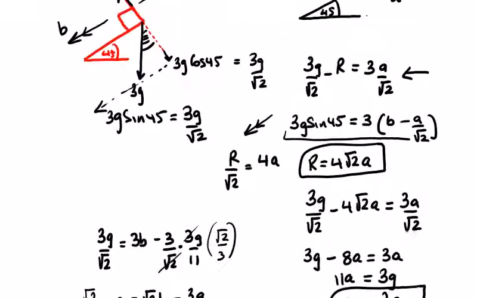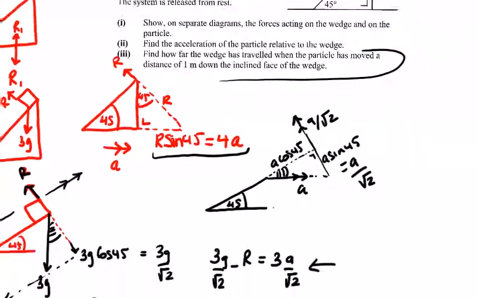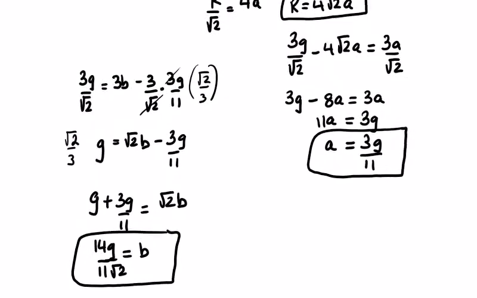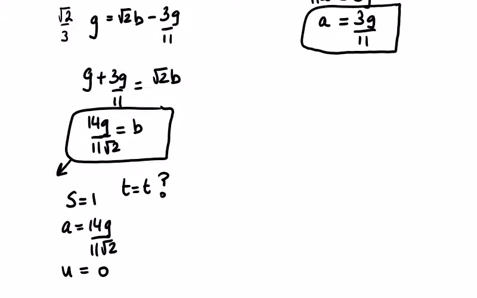So second part of this question, let's find how far the wedge has traveled when the particle has moved a distance of 1 meter down the inclined wedge. So we need to know the time it takes, the wedge which has this acceleration of b down the plane, b is equal to 14g over 11 root 2. It starts from rest, and we need to know time here, so we can sub this in and find out how far the wedge moves.